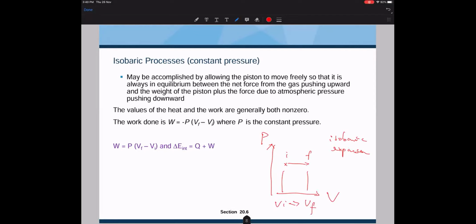Equally, you could have isobaric compression, where the opposite occurs, the volume decreases.